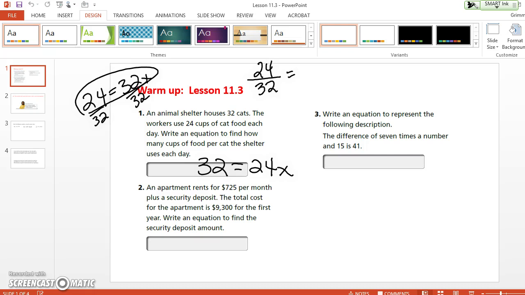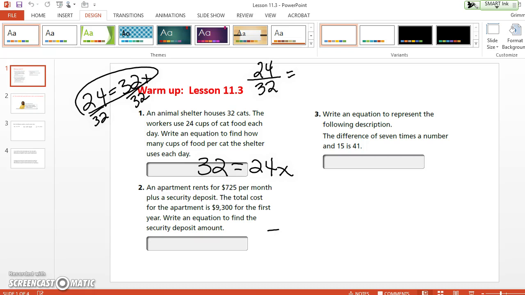Okay, next one. An apartment rents for $725 per month plus a security deposit. The total cost for the apartment is $9,300 for the first year. Write an equation to find the security deposit. Carter? Would it be 725 plus s equals 90?